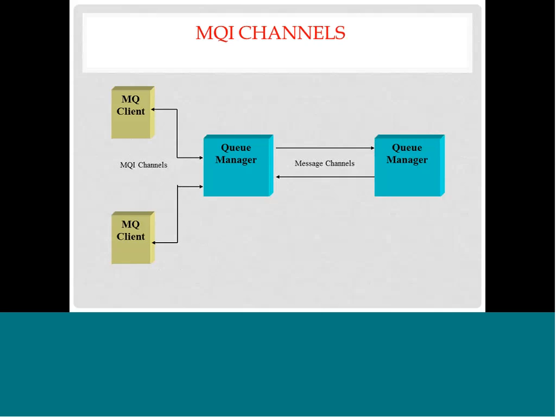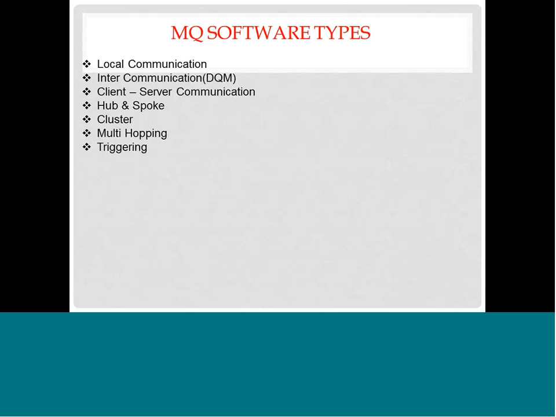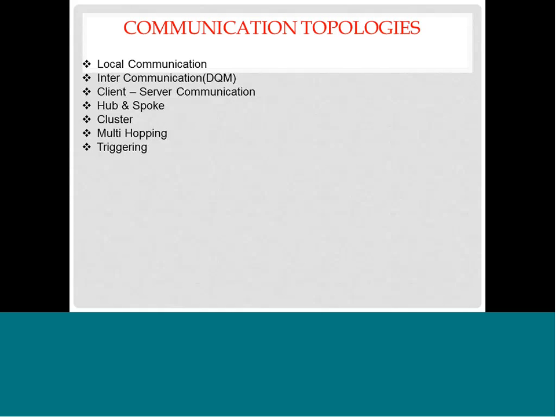If you see here, these are the MQ channels that will be used. There are so many other objects. These objects will be discussed in the next class. So these are the communication topologies. For example, we have to work on communications like local communication, inter-communication, client-server communication, hub and spoke mechanism, cluster, multi-hopping, and triggering. These communication topologies will be discussed.